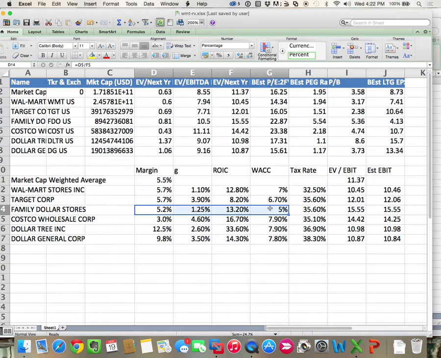All right? Now, here's the thing. Who's really doing well in this industry? It appears to be Dollar Tree. And the reason Dollar Tree is trading at a little bit higher multiple than the average, particularly for EV to EBITDA against the market cap weighted average and PE against the market cap weighted average, is because they have a little bit higher growth at a little bit better spread.